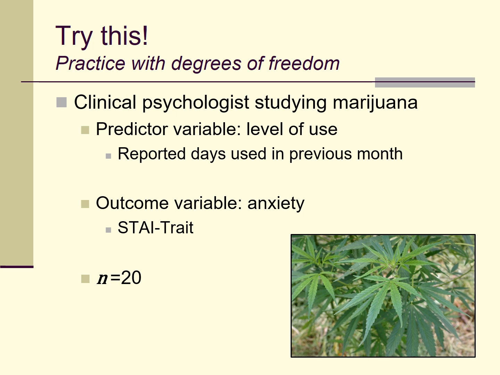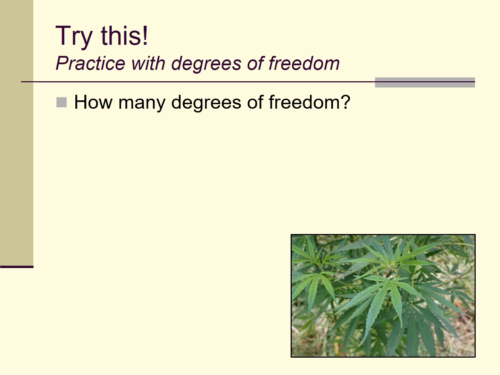And so you have 20 people in your study, you contacted them somehow, and you asked them to fill out a marijuana use questionnaire that includes number of days used in the previous month, and you ask them to fill out the State-Trait Anxiety Inventory. The question I have for you is, if you try to predict level of anxiety from level of marijuana use, how many degrees of freedom will your model have in this data set?